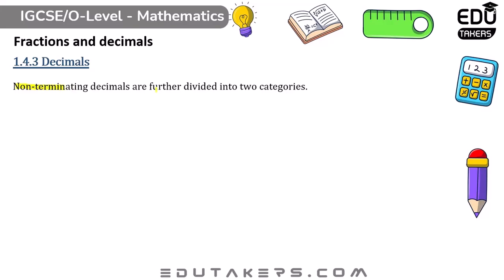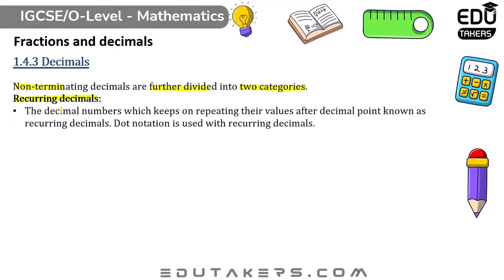Non-terminating decimals are further divided into two categories. The first is recurring decimals. The decimal numbers which keep on repeating their values after the decimal point are known as recurring decimals. Dot notation is used with recurring decimals. The dot above the number shows which number recurs.